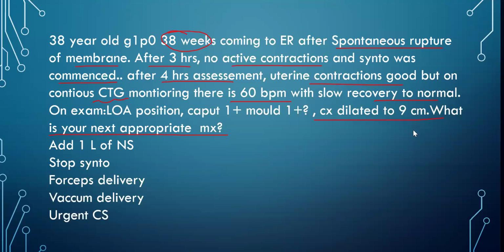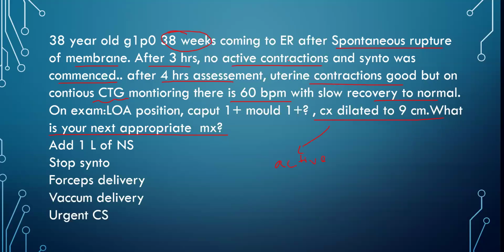Okay, very good. So most of you are right. Stop syntocinon. Why do you want to stop syntocinon in this patient? So first of all, find out. After 3 hours, no active contraction. Now, first of all, we don't know what it is. Is it the latent phase or is the patient in active phase? But cervix dilated to 9 centimeters, right? That means it is in active phase of labor. So that, at least, we know.